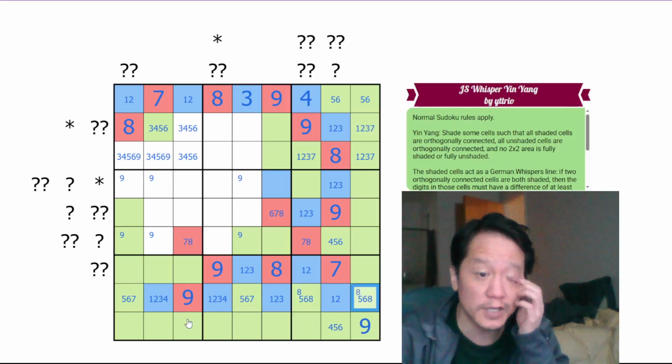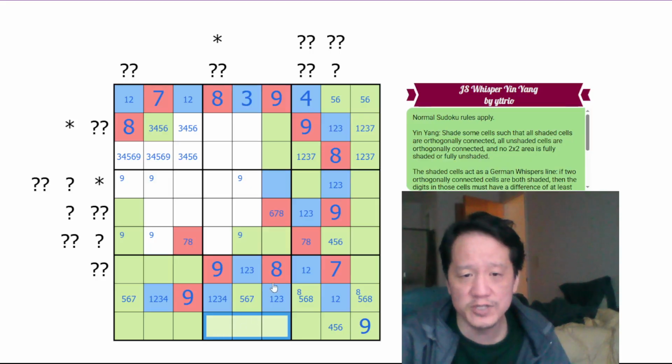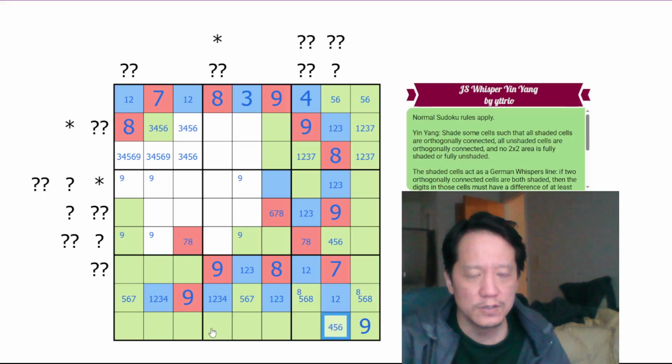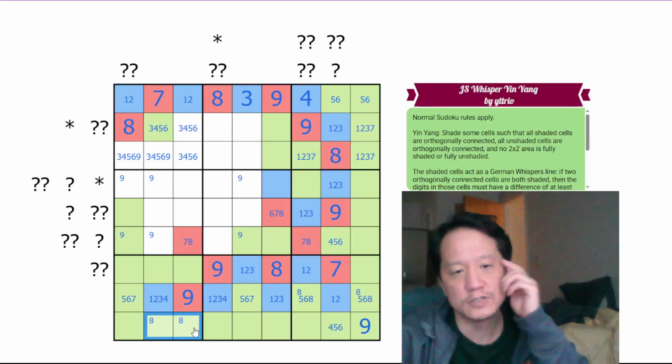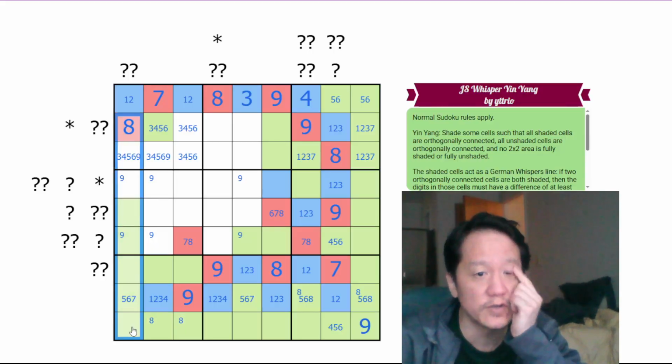Which means where's the 8 in row 9? Cannot be any of these because of the 8 in the box. Can't be here because of the way that the 8 works there. So it has to be one of these two digits there. Because it can't be 8 here because of 8 in the column.